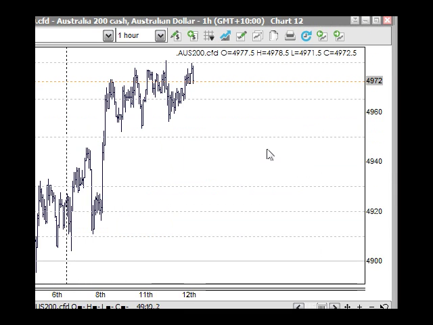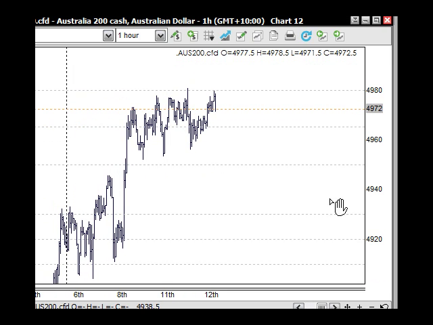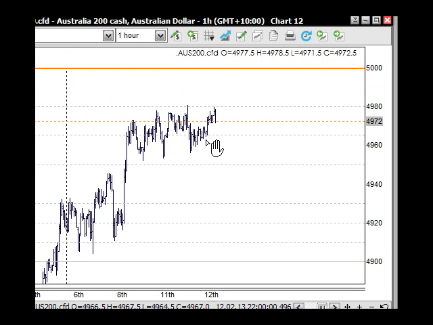Do we have a smaller chart here? Okay, yeah, this one's fine. Just the 1-hour chart here. It's kind of getting there, isn't it?